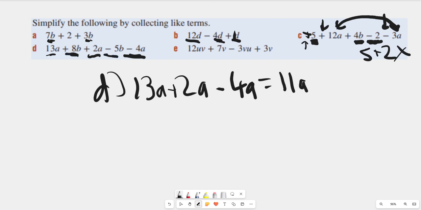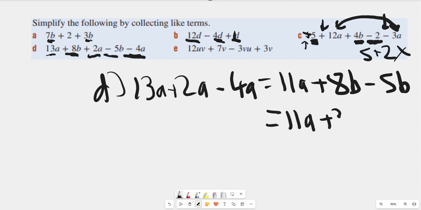We've got plus 8b and minus 5b. Sorry, not minus 8b, minus 5b. And that's going to equal 11a plus 3b, right? 8 minus 5 is 3. Okay. And for the final question, we've got uv and uv.